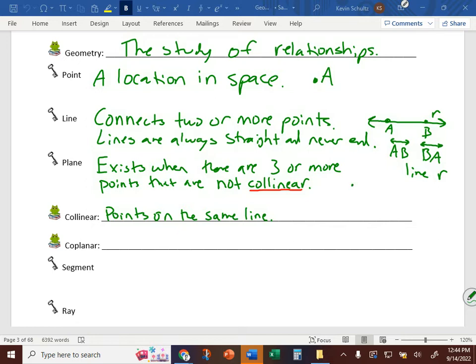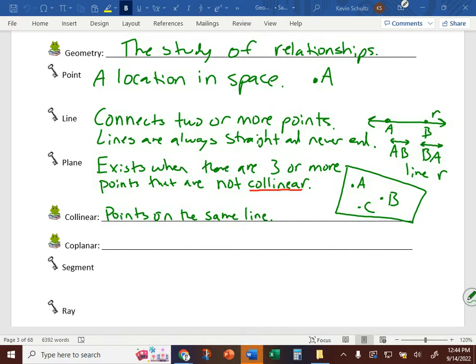So if we have points A, B, remember, I can make a line with any 2 points, but if I had a point C, I can't make a single line containing all 3 points. They're not collinear. So a plane is just kind of like a space around it. Think of it like a tabletop or a floor or a wall.